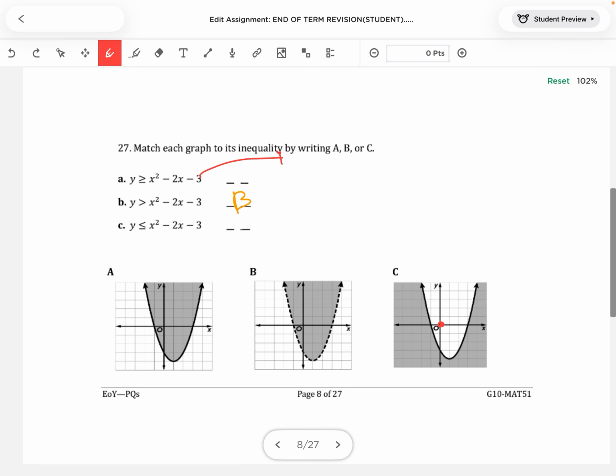And I will replace it here. Is it true that 0 is greater than or equal 0 squared minus 3? Is it true that 0 less than or equals negative 3? 0 is greater than. So where 0 is located represents the solution of the inequality. So I will shade inside. So A becomes 4A and C becomes 4C.